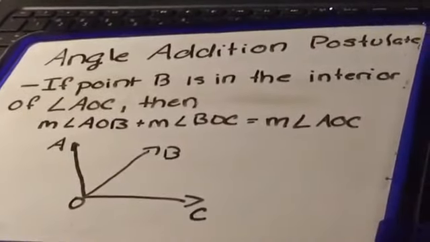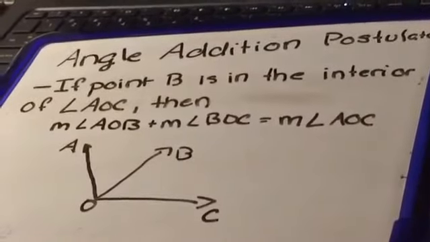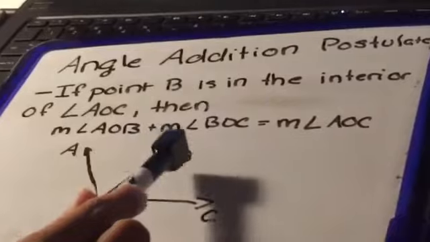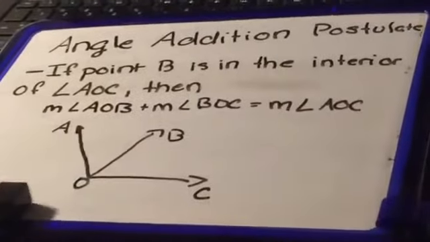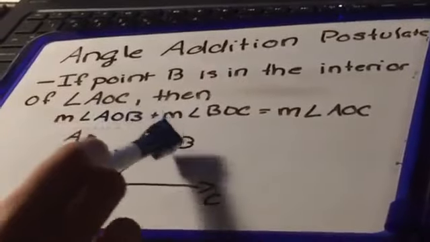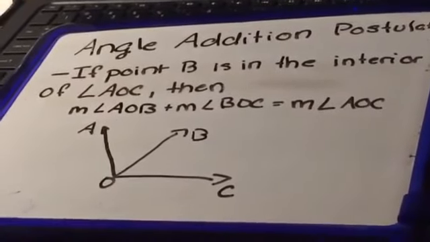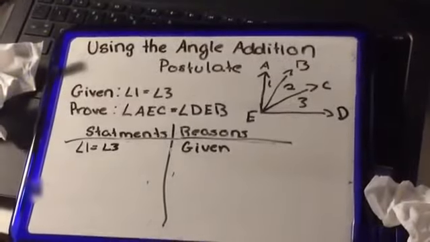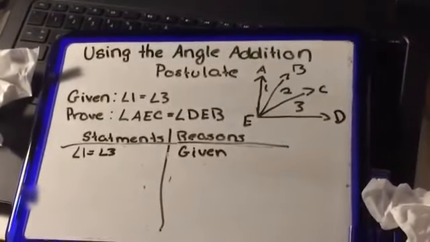Now we are going to go over the angle addition postulate. An example of the angle addition postulate is if point B is in the interior of angle AOC, then the measure of angle AOB plus the measure of angle BOC is equal to the measure of angle AOC.